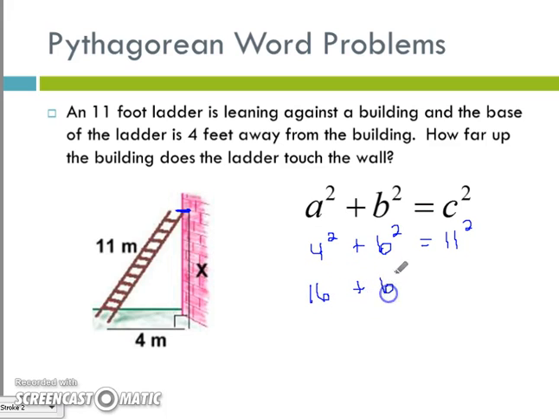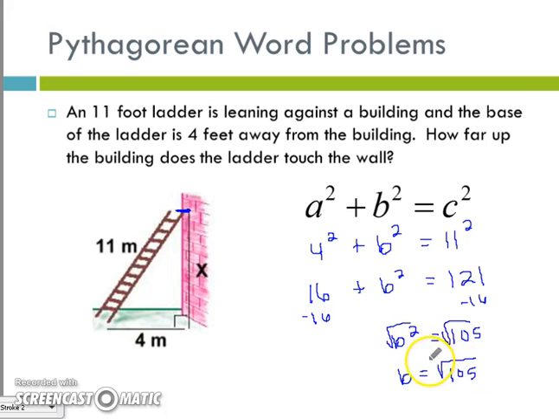16 plus B squared equals 121. If we subtract 16, we end up with B squared equaling 105. If I take the square root on each side, we would have B equals, and since this one's not a perfect square, we can leave it as a radical. So the square root of 105, or we could approximate it, is approximately 10.25 meters up the wall. So x would be about 10.25 meters.